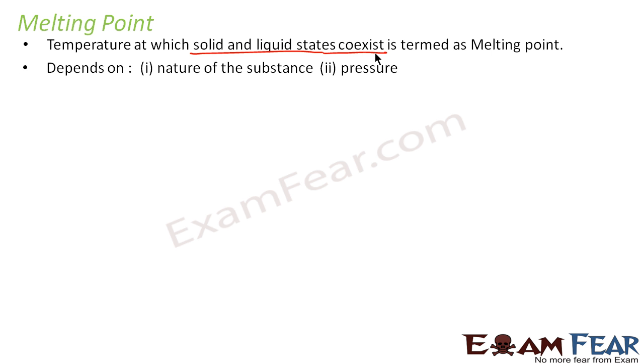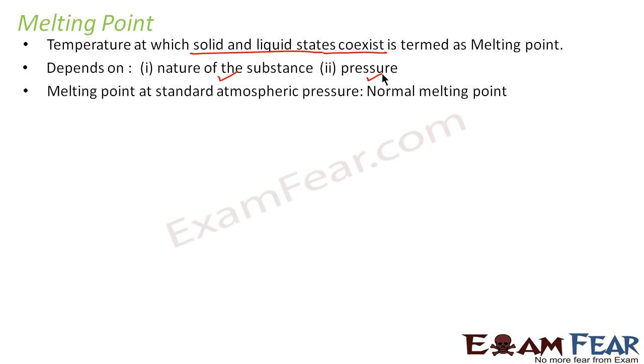So melting point depends upon the nature of the substance as well as the pressure. So these are the two things which govern what should be the melting point for a particular substance. Melting point at standard atmospheric pressure is known as normal melting point. What is standard atmospheric pressure? Standard atmospheric pressure is nothing but 1 atmosphere. So at this pressure, melting point is known as normal melting point.